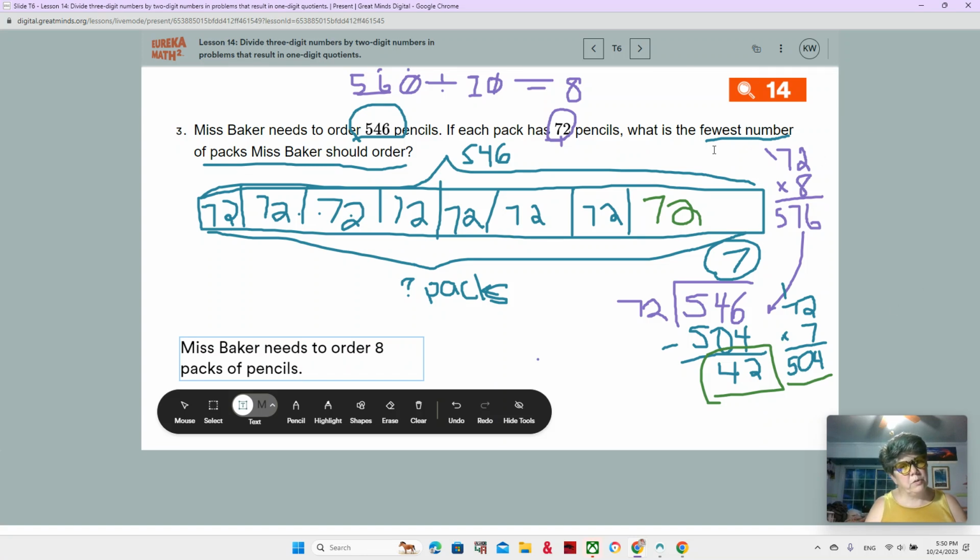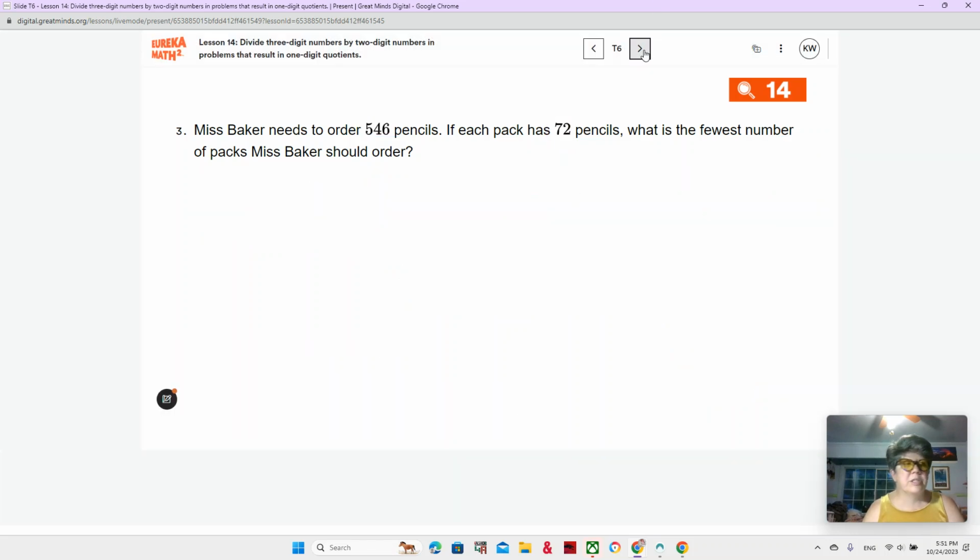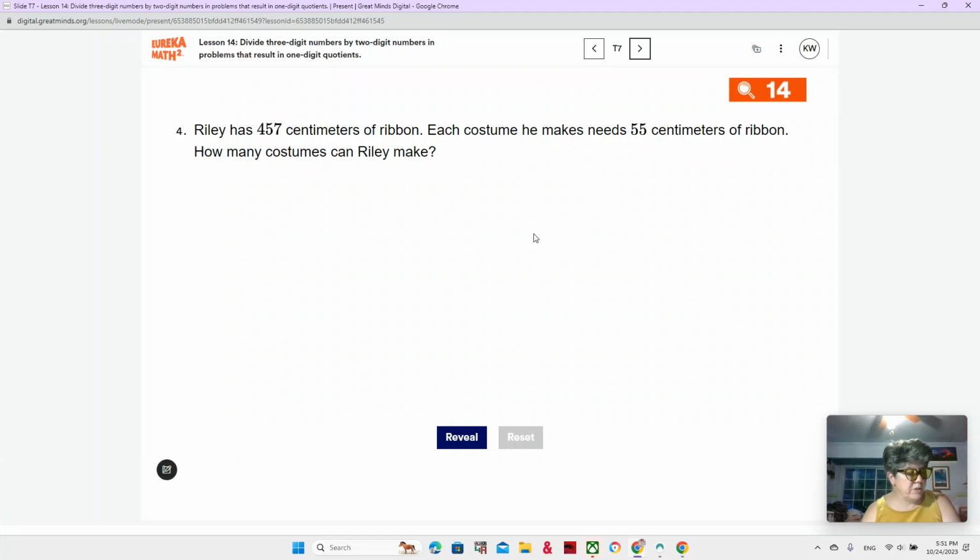So that's why when we do word problems, we need to be really careful and make sure that we're understanding what our remainder means. Okay, make sure this is written down on page 121. If not, you better pause me, write it down right now, because I will be checking. Okay, awesome job. Let's go on to the next one, which is on page 122.